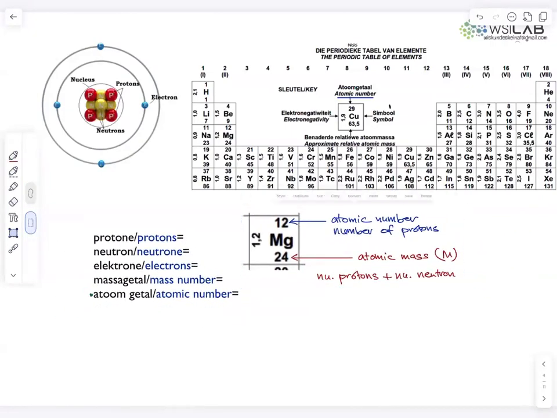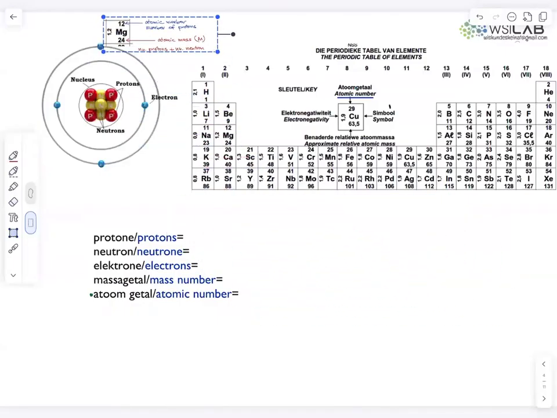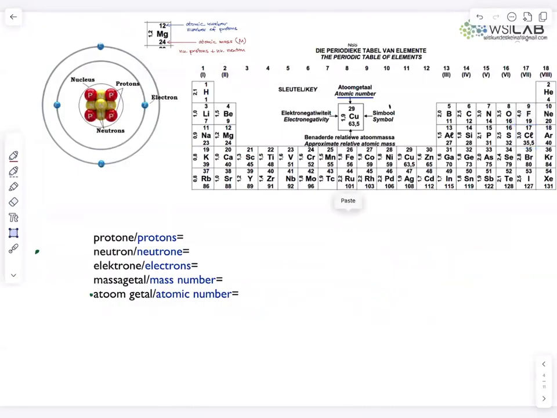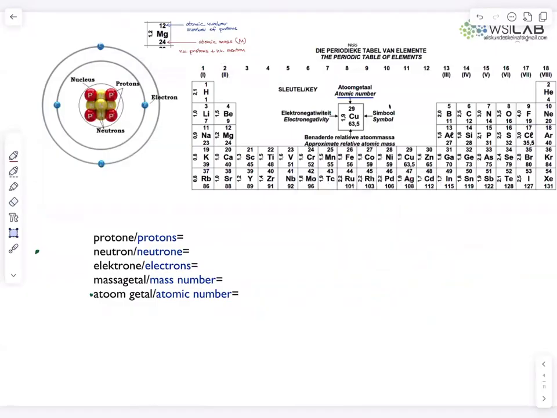So we're going to do an example of this. I'm just going to take magnesium away. So we're going to look at chlorine. Okay, now we have a problem. That's a bad example. And you can't do that yet. So I'm going to do fluorine.